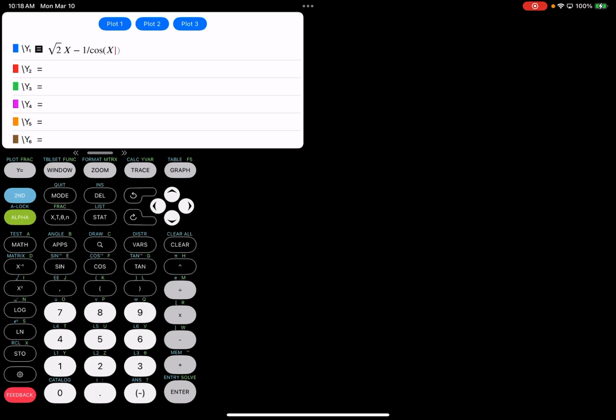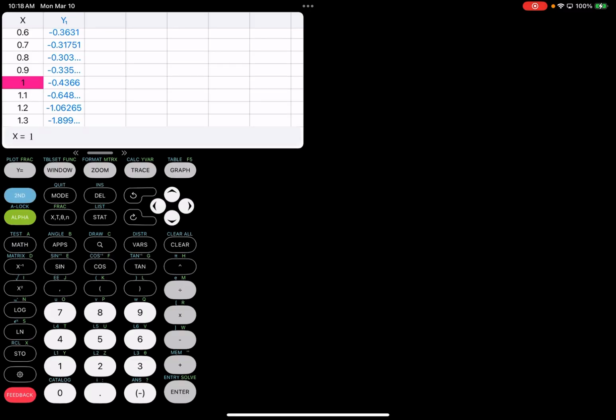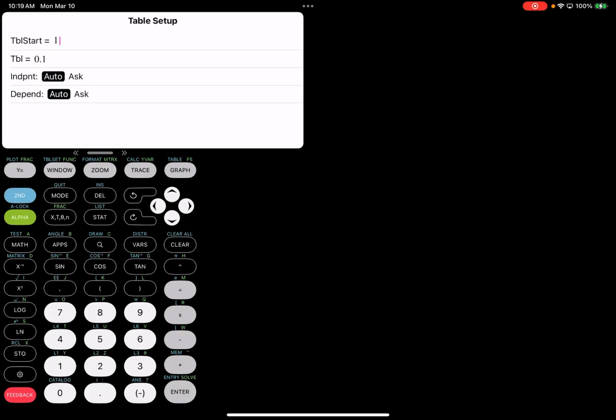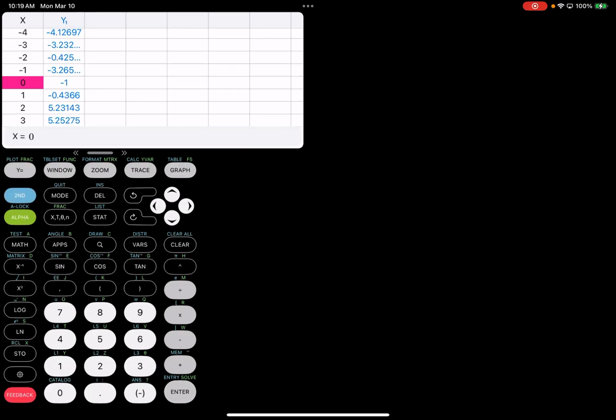Now, here's the way I can do it. You can go to the table and look for the values. My table's not set up right. How can I fix my table? You've got to go to table set. Where's table set at? Second window. You can change your table start to whatever you want. I'm going to change it to 0 because that's the first value I want. And then I'm going to have it count by ones because that just makes more sense. And then I can go get the 0, -1. So I got 0, -1.